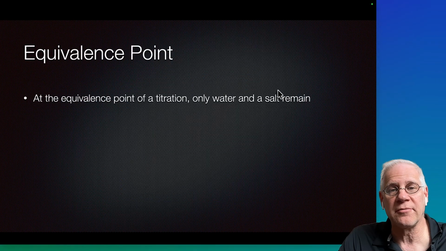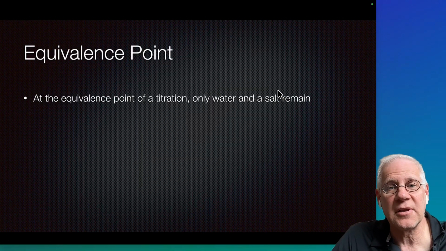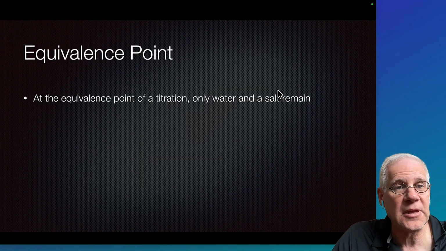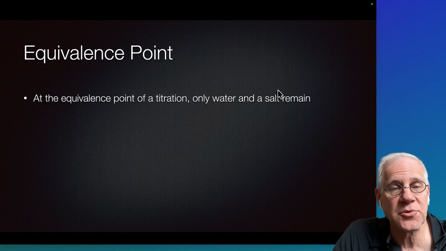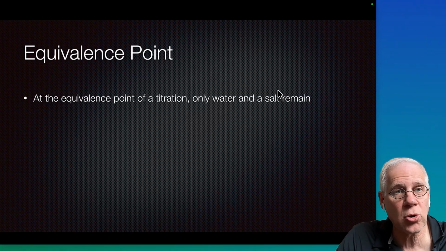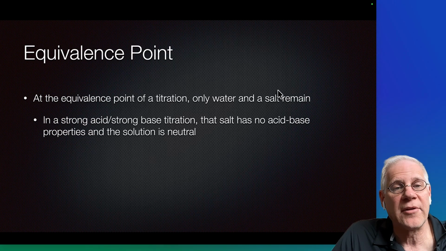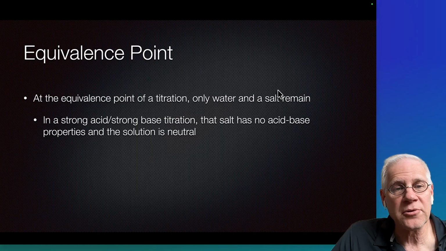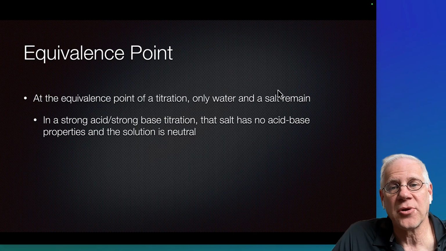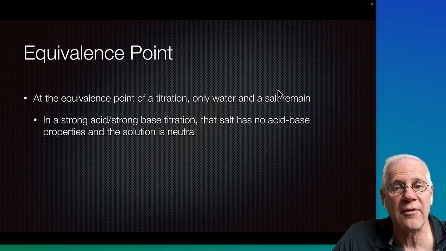Now, at the equivalence point of a titration, the only thing that's left is water and a salt. In that last reaction, we saw that the salt that we had was sodium chloride. Remember, a salt is just a cation and anion that come together. So that's your salt. Now, when you have a strong acid, strong base titration, as I mentioned earlier, the salt that results has no acid-base properties, and therefore the solution is neutral. So you have a neutral salt with water, no pH change from neutral, so that's 7.